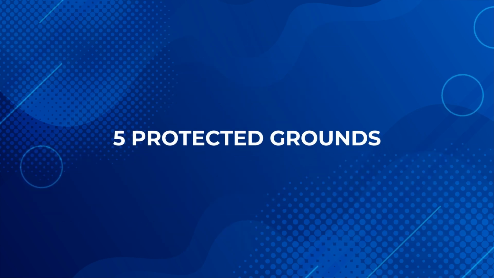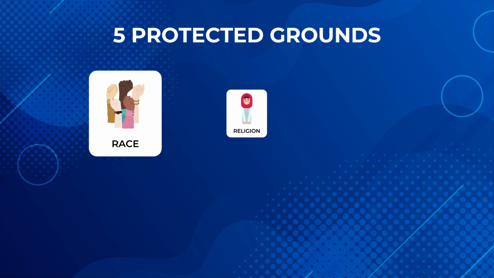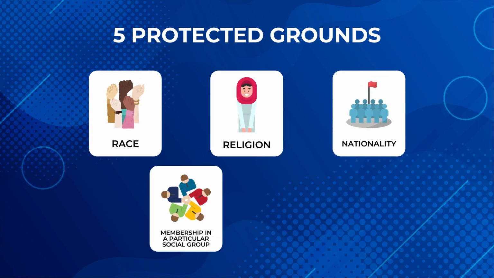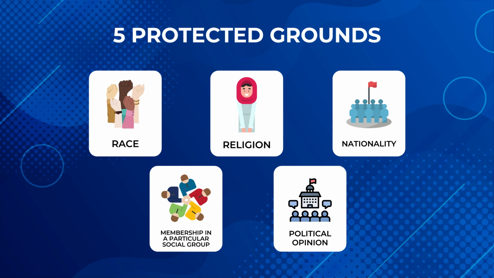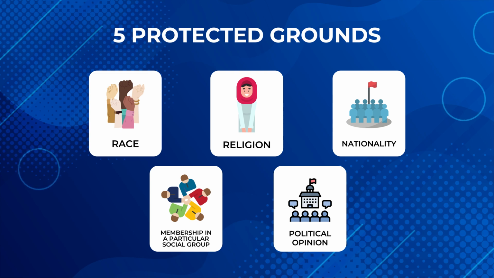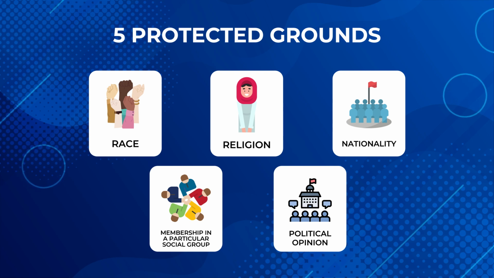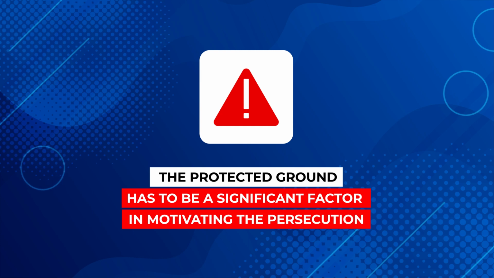All right, so those are the 5 protected grounds: race, religion, nationality, membership in a particular social group, and political opinion. You should know that one of these grounds may be implicated, and thus may help you in your asylum case, even if it might not seem that way at first blush. Some of these can be a little complicated. Persecution that might not seem like it's motivated by one of the 5 protected grounds might, in reality, fall under one of these categories. Note that the protected ground doesn't have to be the only reason for the persecution. It just has to be a significant factor in motivating the persecution.